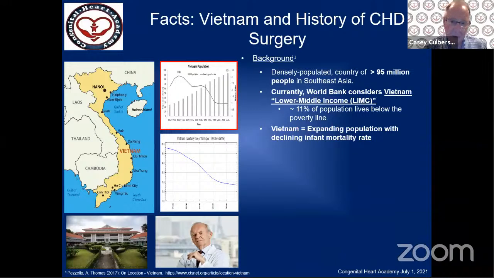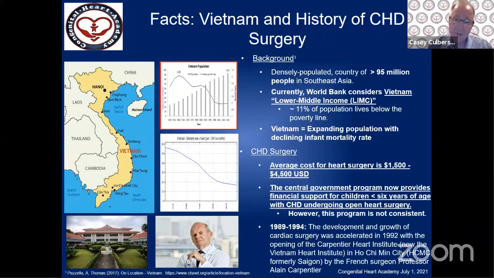And if you look at the two graphs, you can see that Vietnam essentially has an expanding population with a declining infant mortality rate. Now for CHD surgery, the average cost for heart surgery there is somewhere between $1,500 and $4,500 US. Interestingly, the central government actually provides financial support. So if you're under 6 years old, basically the government pays for your heart surgery. Unfortunately, this is not completely consistent, but it's a really excellent program.